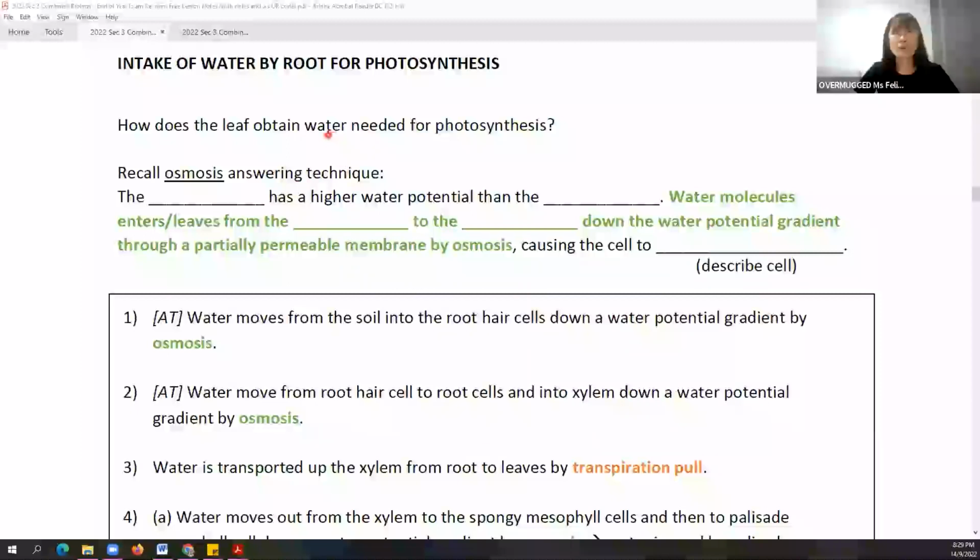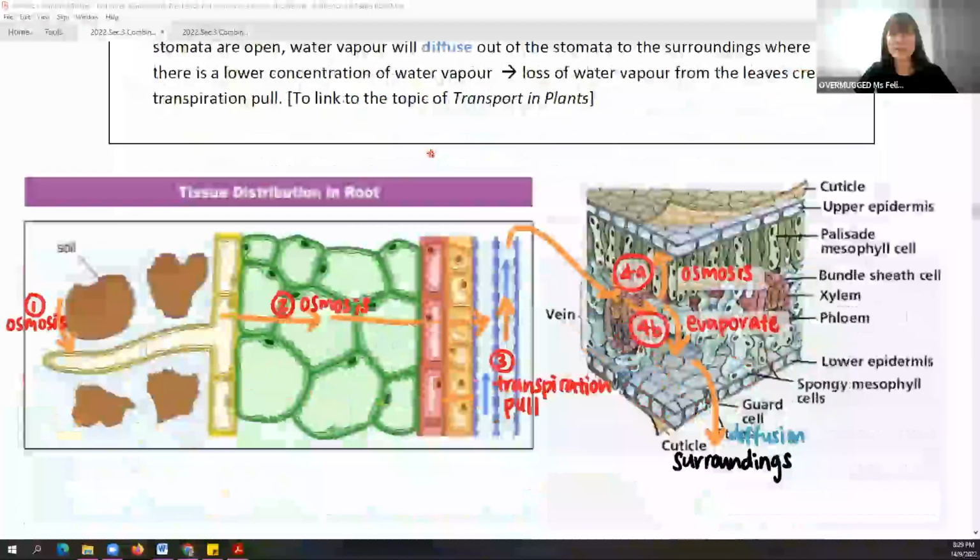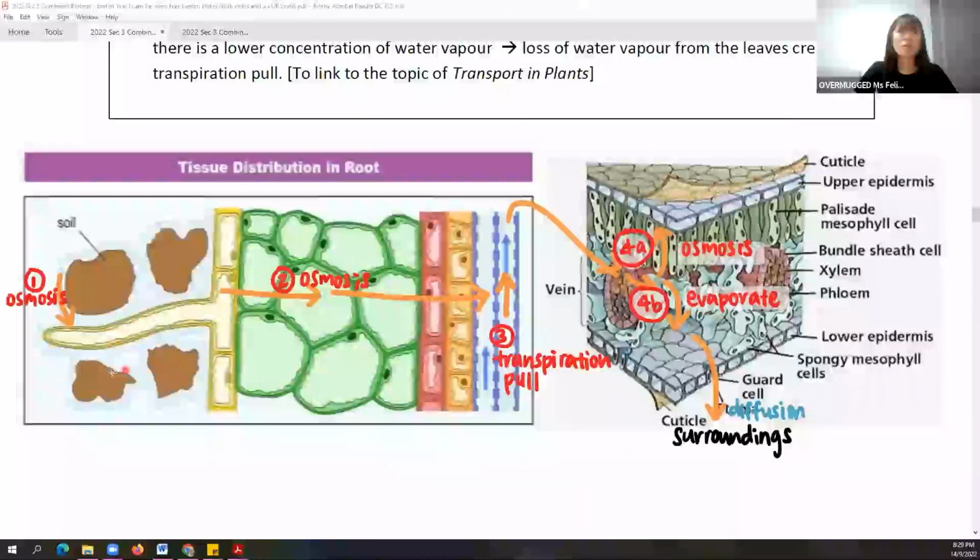As mentioned, since the plant cell has a partially permeable membrane, it will be osmosis, because water is in liquid state and there is a partially permeable membrane. For the osmosis answering technique, same thing, we will also be using the second sentence over here to phrase the answer. So let's understand the process first before we look at the answer. For plants, how do they absorb water?